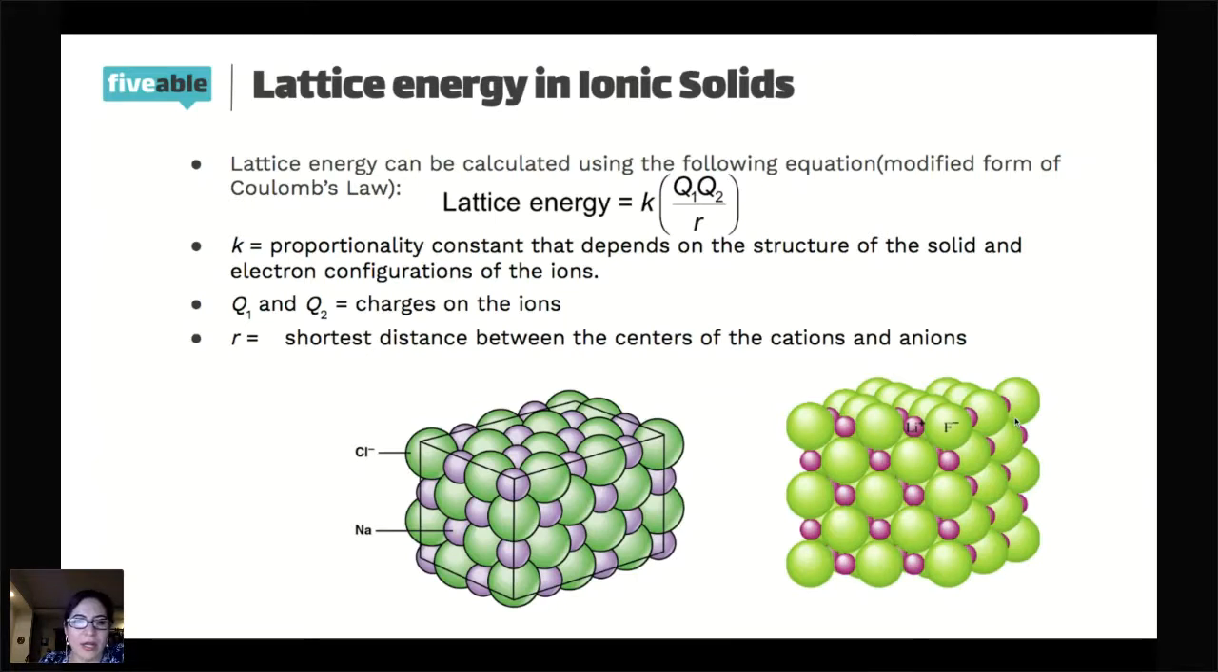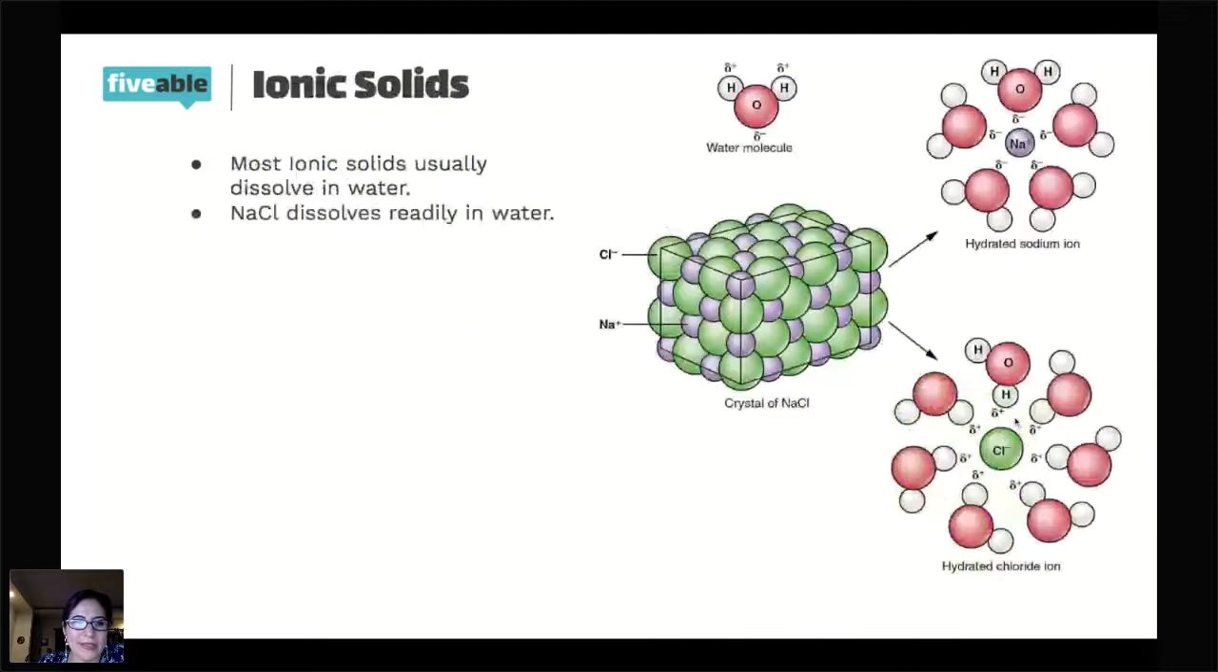Okay, another characteristic of ionic solids is that most of them dissolve in water. For example, sodium chloride, all of you have tasted, for example, soup where it's salty. So salt dissolves in water very, very easily. Why? Because water is a polar molecule. That means, if you remember, that hydrogen has a partial positive sign and oxygen a partial negative.